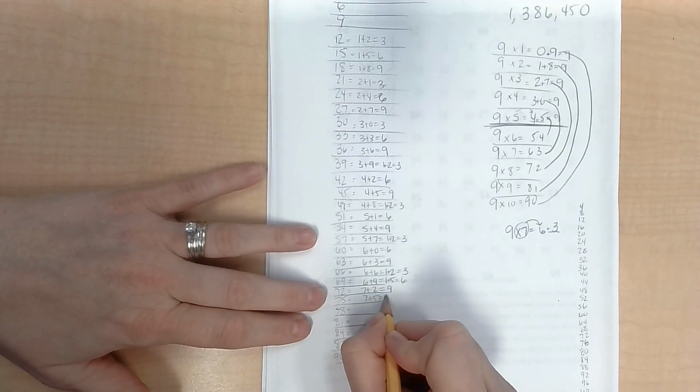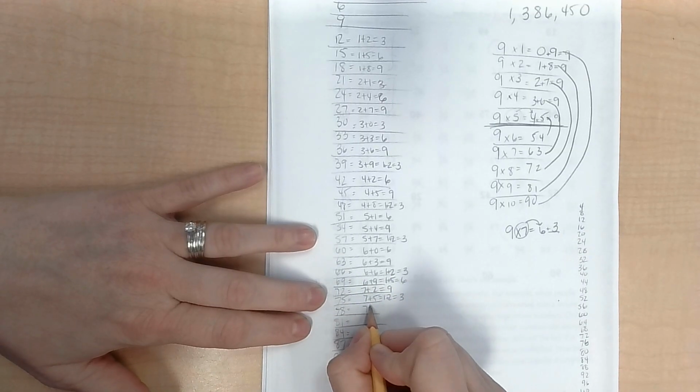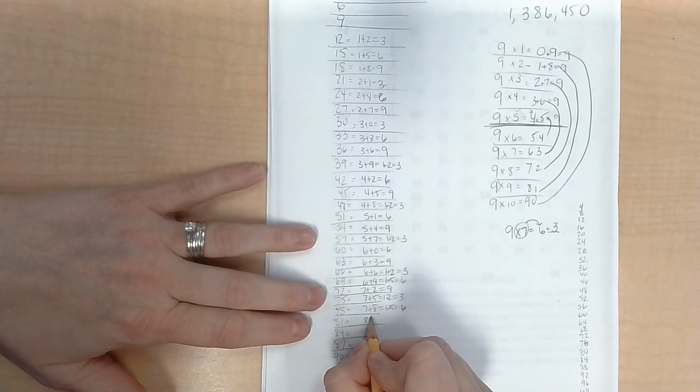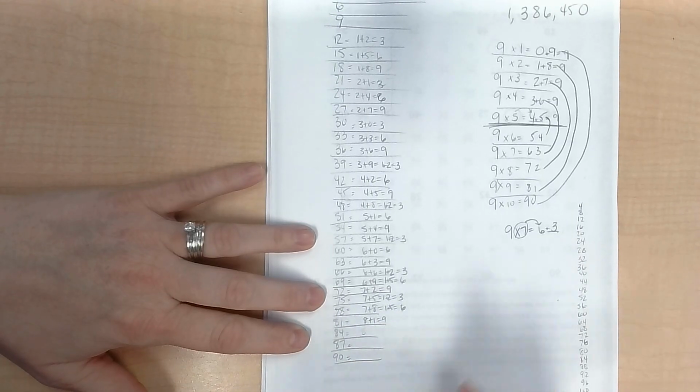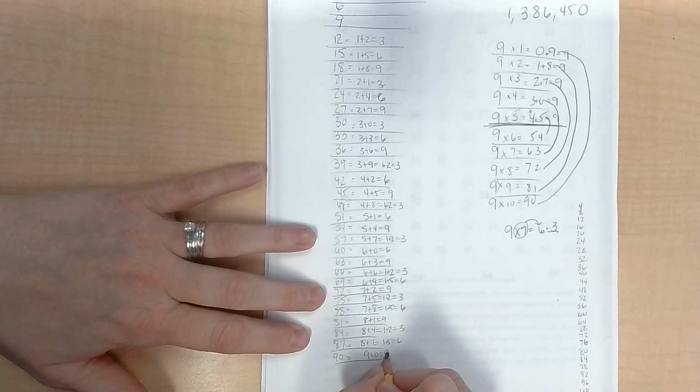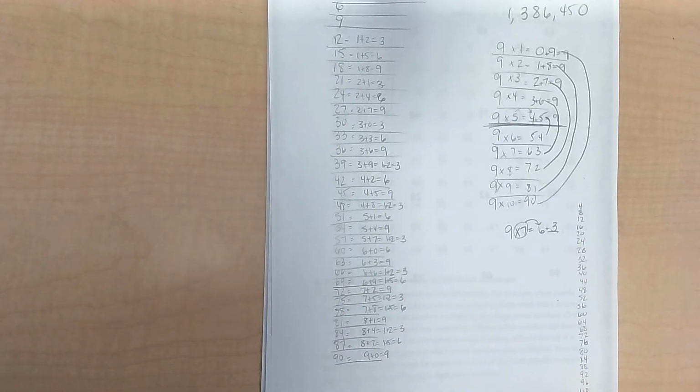7 plus 5 is 12. 1 plus 2 is 3. 7 plus 8 is 15. 1 plus 5 is 6. 8 plus 1 is 9. 8 plus 4. Oh, that's right. 8 plus 4 is 12. And 1 plus 2 is 3. 8 plus 7 is 15, and 1 plus 5 is 6. 9 plus 0 is 9. So all of them will add up to 3, 6, or 9 when you add up the digits.